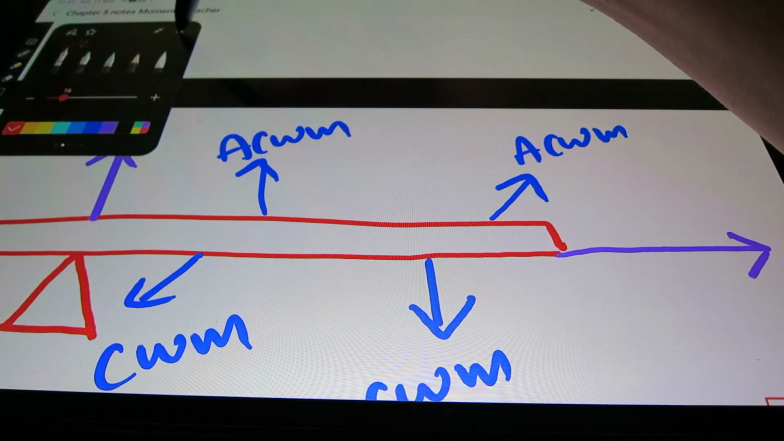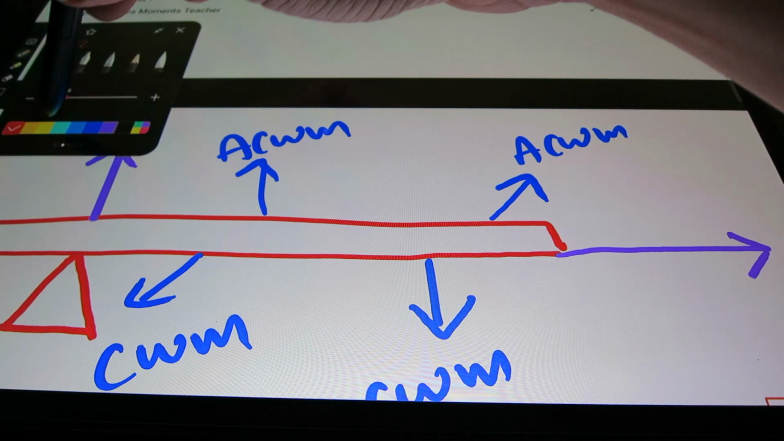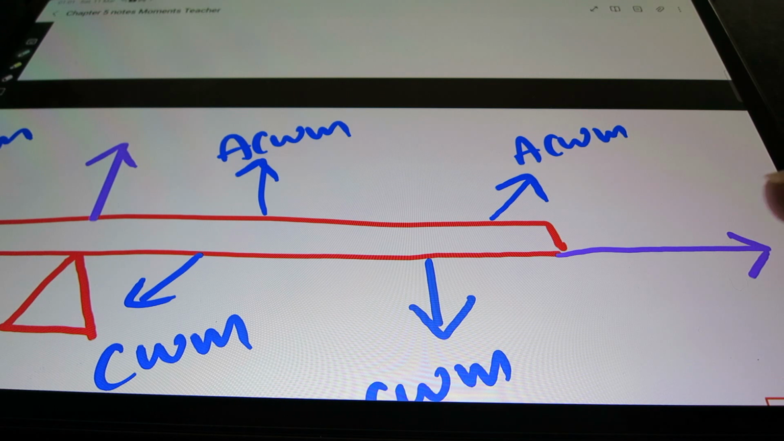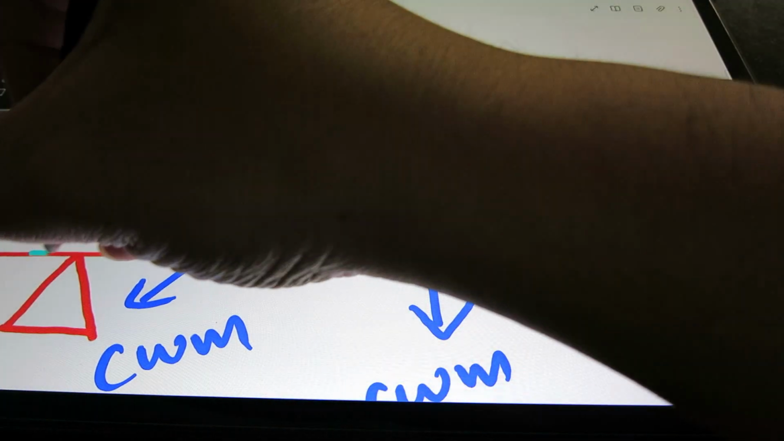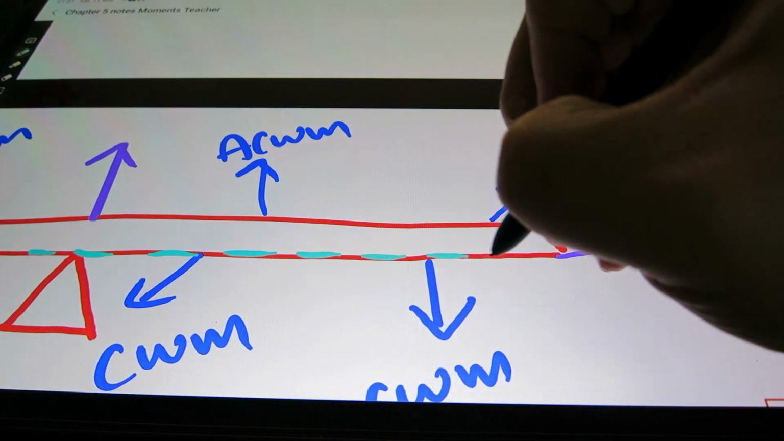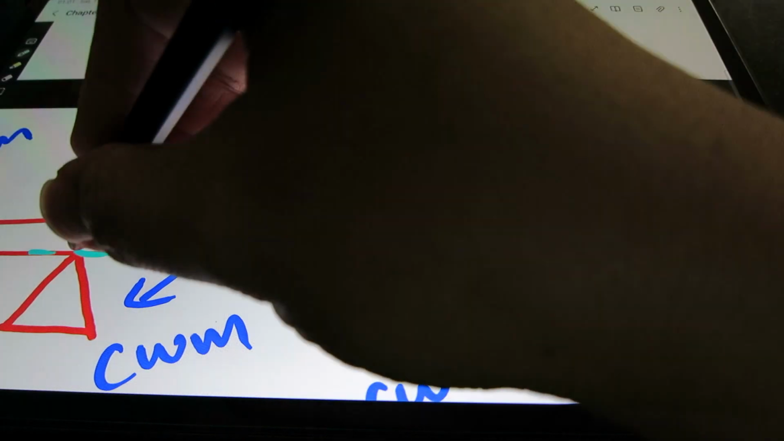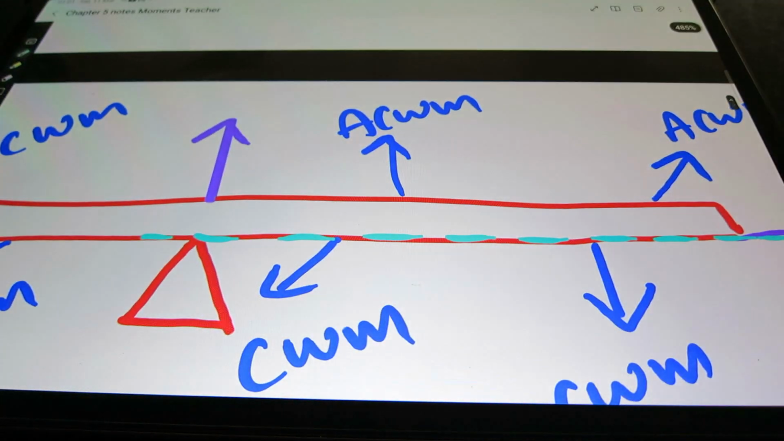Now, is it easy for you to identify whether it's a clockwise moment or anti-clockwise moment? It's not as easy as you think. So if you are going to have trouble, then you fall back on the two steps. Step 1, extend the line of action of the force. Basically just extending the force in both directions. The shortest distance between this line and the pivot is the perpendicular distance.